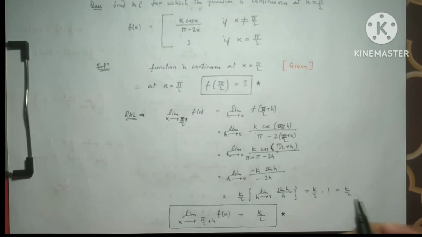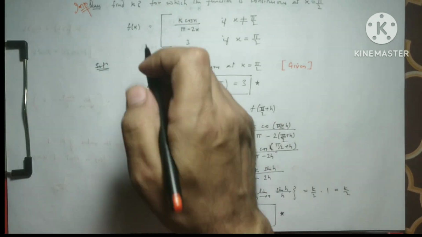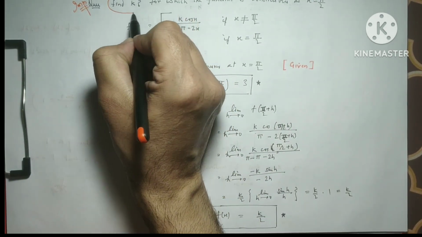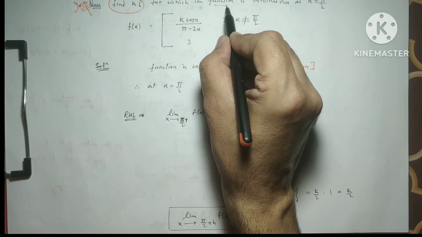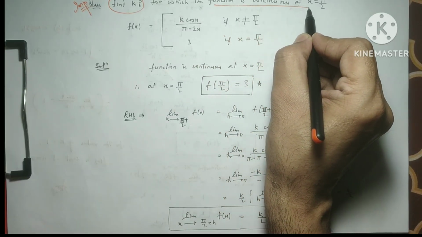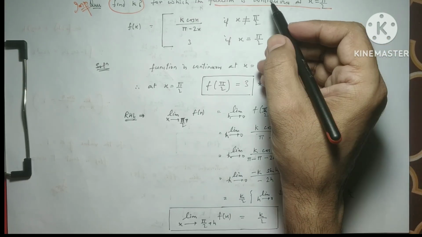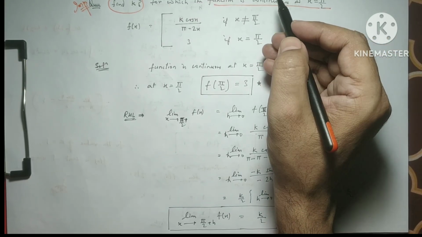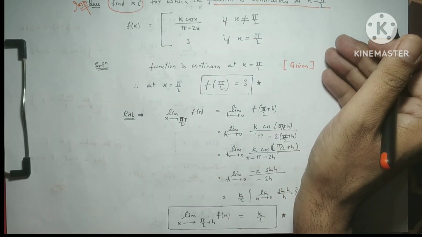Now the next question, and this is an important question. Find the value of k for which the function is continuous. It is given that the function is continuous at x equals pi by 2. It's important information because if the function is continuous, it means its right hand limit, left hand limit, and the value at the point are all equal.